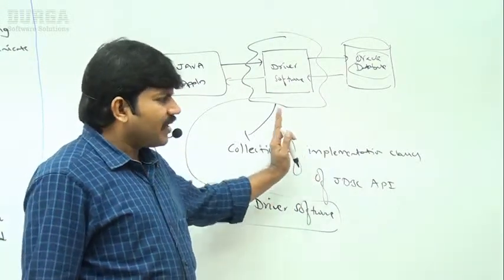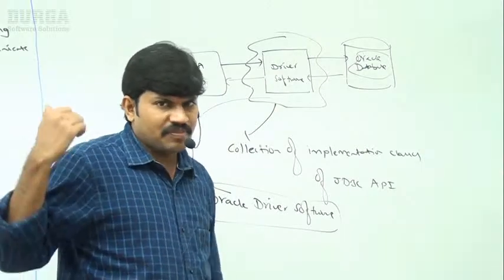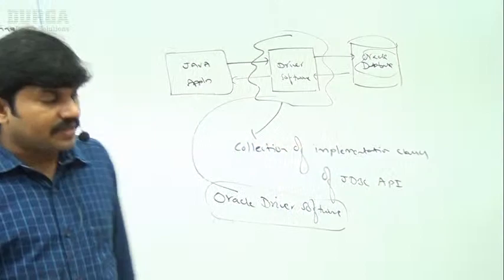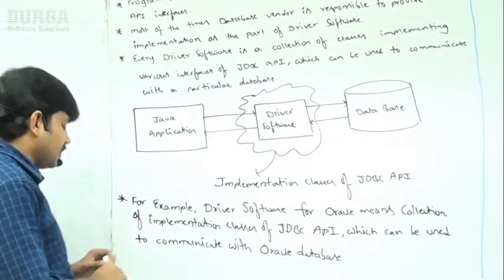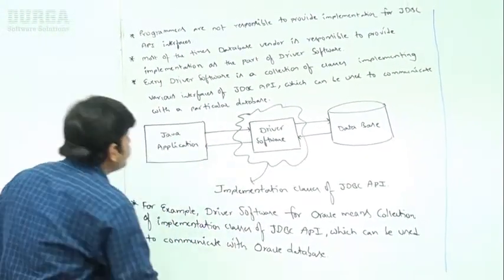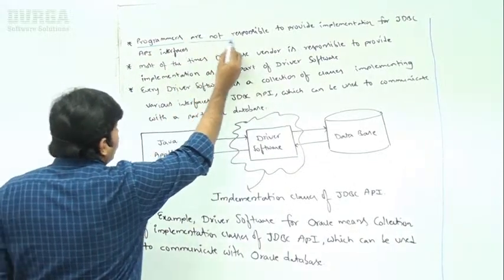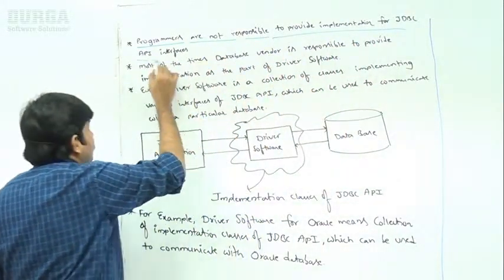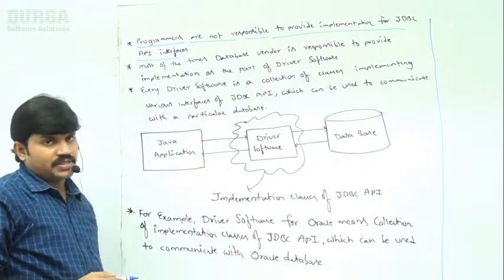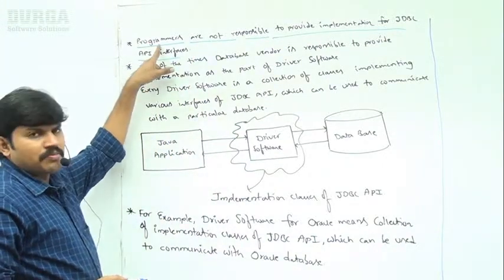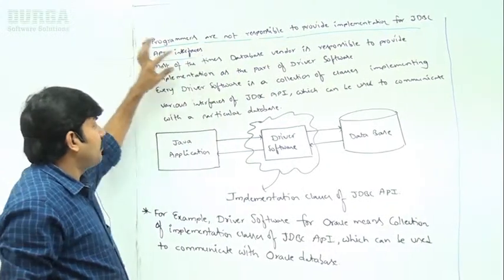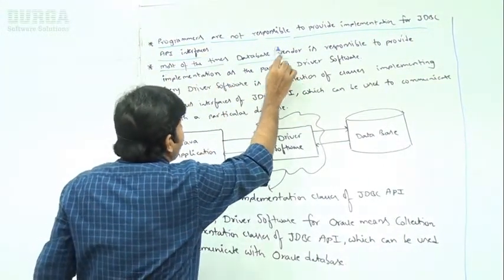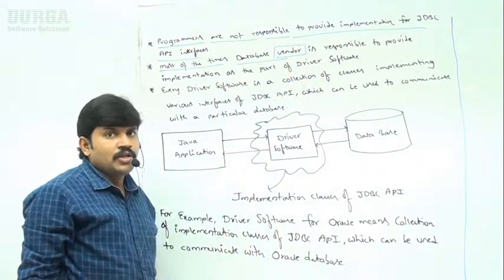Clear? If you are getting the basic idea, let me summarize whatever I covered so that you can get more clarity, right? Have a look once, sir. Same terminology here, have you observed? Programmers are not responsible for providing implementation classes of JDBC API interfaces. Sir, we are not responsible. Most of the time, the database vendor is responsible. Who is developing it?